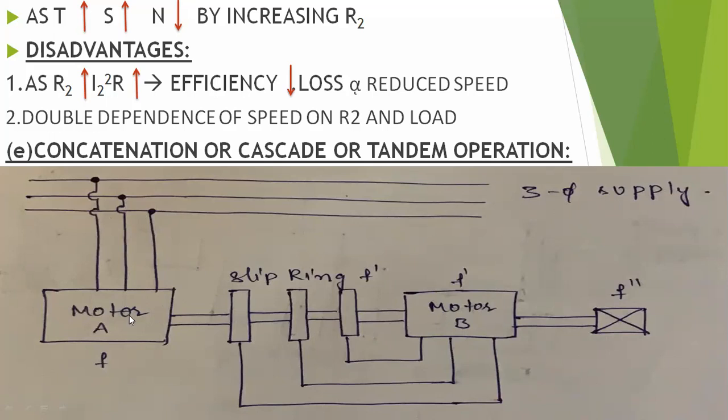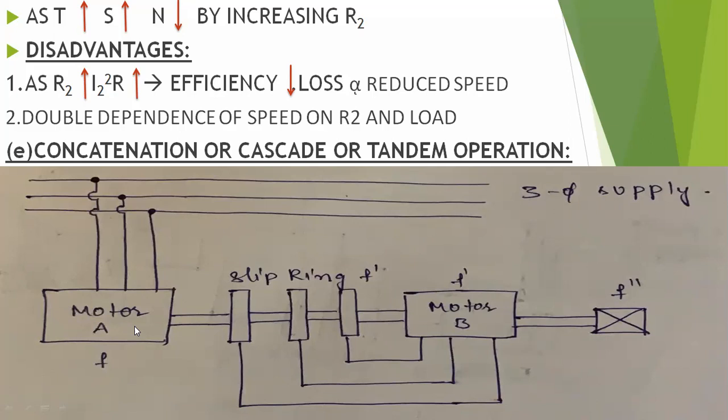Okay, so for satisfactory operation, we have to take the assumption that motor A should be a phase wound rotor, that is slip ring type, with a stator to rotor winding ratio of 1:1. So that, in addition to concatenation, each motor can be run from the supply mains separately.